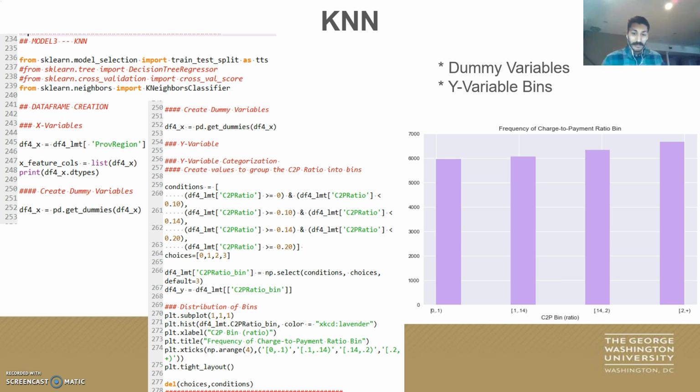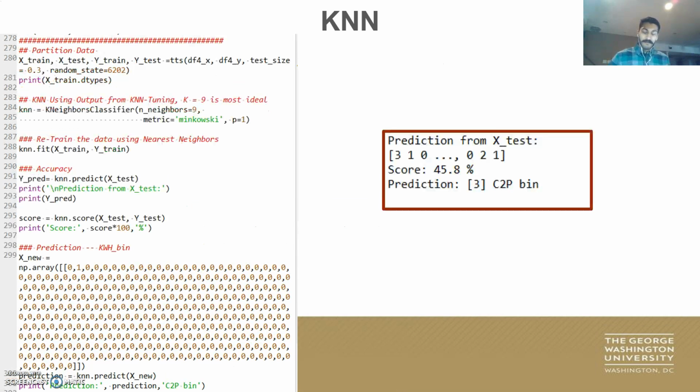Next, I binned my C2P ratio, which was my Y variable, into 4 almost equal tiers. The binning frequency is on the right. It is pretty close. And this was so that it would increase the accuracy, but also make it a little bit more human readable and human usable. Finally, I partitioned the data and created an accuracy measure.